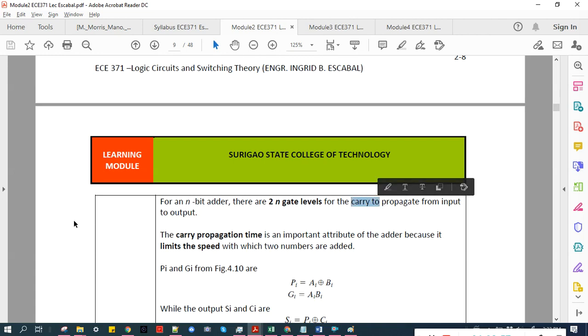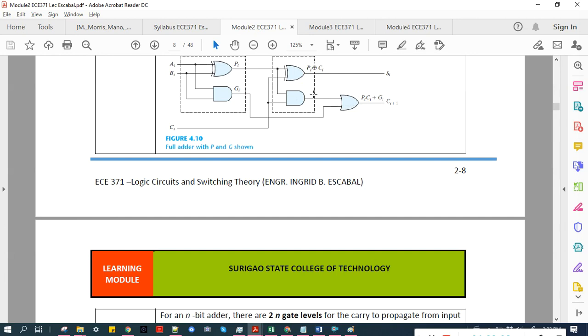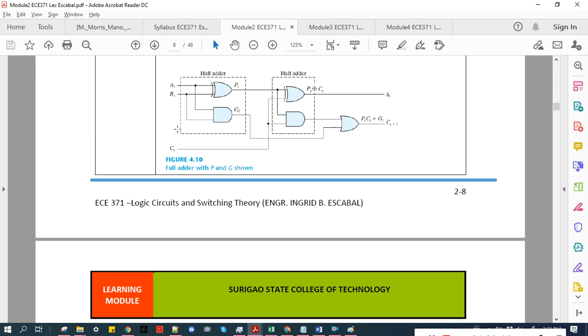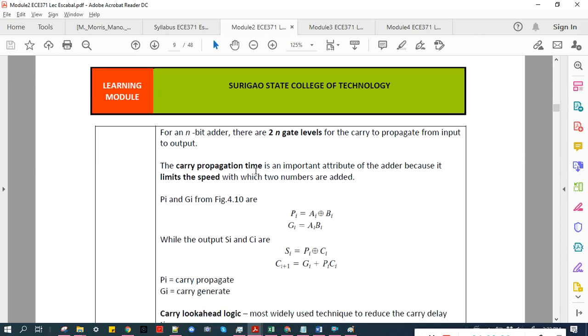We are concerned about the carry. Look at the carry here, carry here. There are 2 logic gates, right? That's why for each full adder that we implement, we have 2 logic gates. So that's why 2 times the number of full adders, which is equal to n, the number of bits. So 2n gate levels. The carry propagation time is an important attribute of the adder because it limits the speed with which 2 numbers are added.